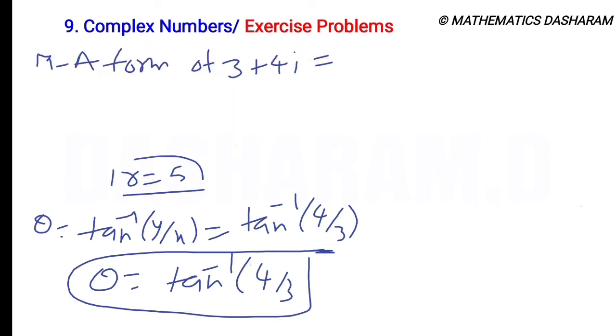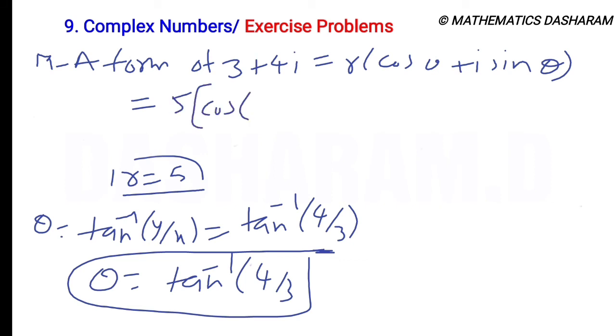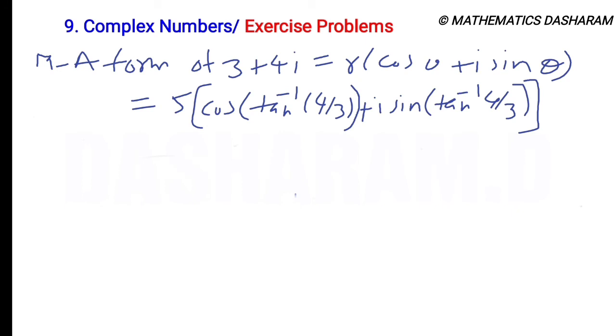So the modulus-amplitude form of 3 plus 4i is r bracket of cos theta plus i sin theta. Let's substitute the r and theta values. So r value is 5, then cos theta value, tan inverse of 4 by 3, plus i sin tan inverse of 4 by 3.